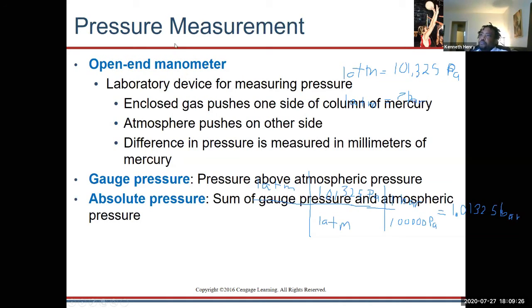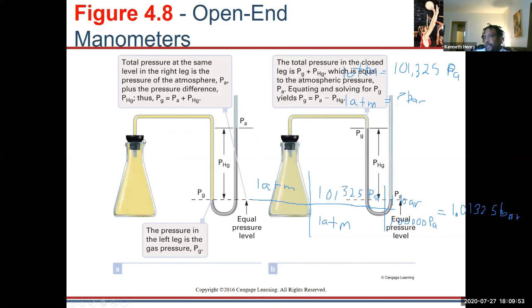Okay, so another way that we can measure pressure is using an open-ended manometer. It's the easiest for me to show you. Here we have a tube and a flask. The flask has the stopper. Now this is what we call a U-tube. This U-tube is attached to the gas that's in our flask.